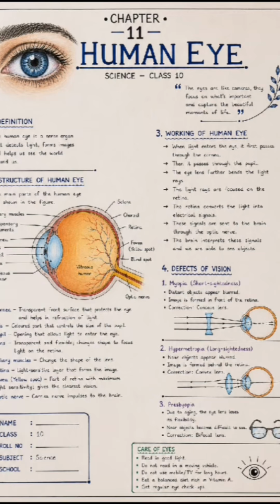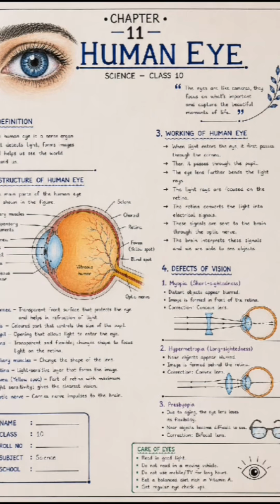10. Blind spot. Point where the optic nerve leaves the eye. No photoreceptor cells are present. No image is formed here. 11. Optic nerve. Connects the eye to the brain. Carries visual impulses to the brain.